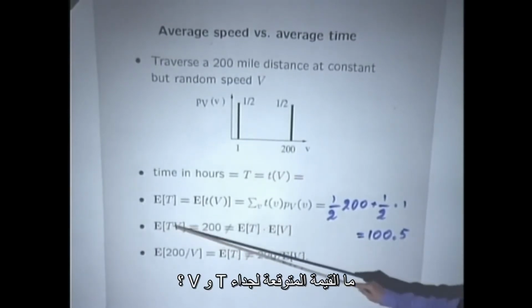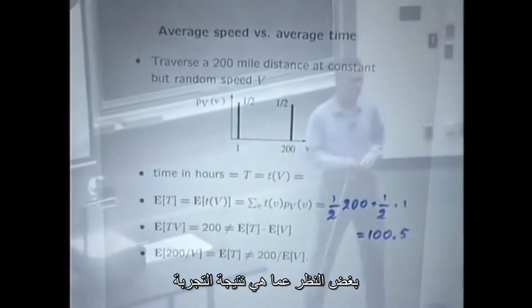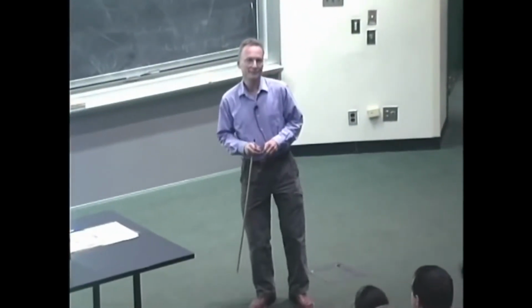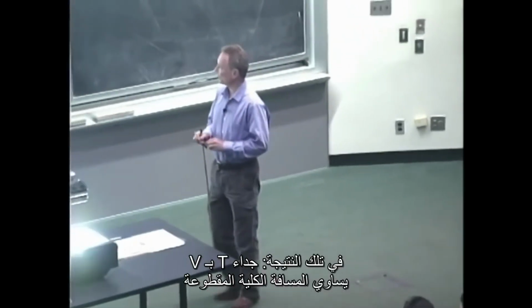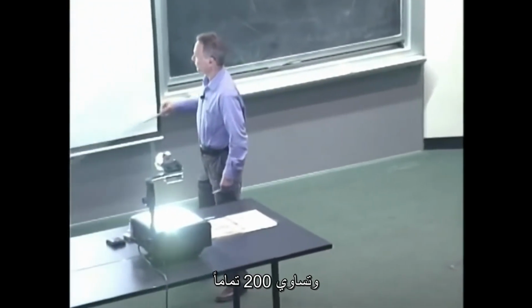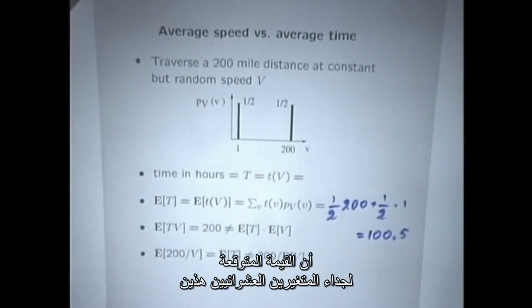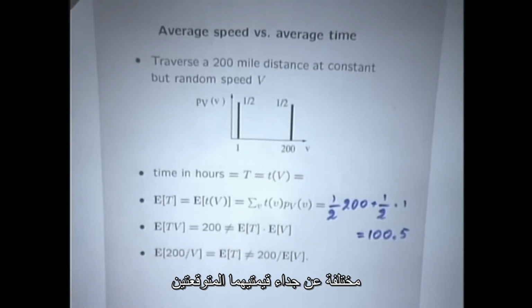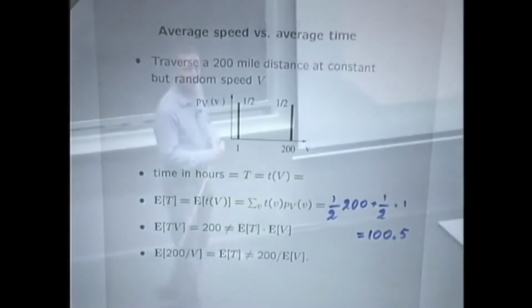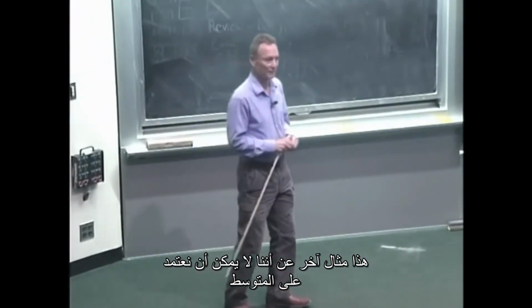How about the expected value of the product of t and v? Well, t times v is 200. No matter what outcome you have in the experiment, in that particular outcome, t times v is total distance traveled, which is exactly 200. And so what we get in this simple example is that the expected value of the product of these two random variables is different than the product of their expected values. This is one more instance where we cannot reason on the average.